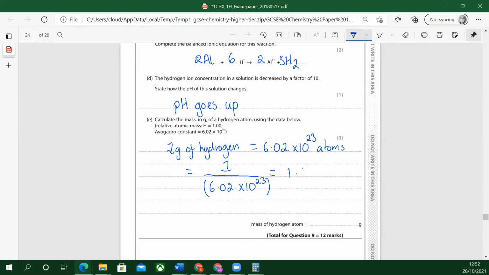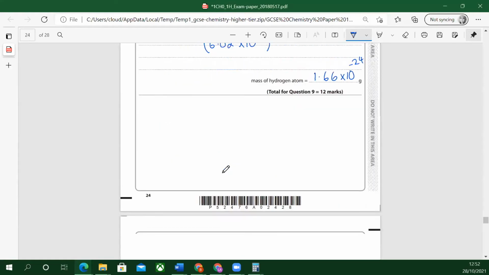It's 1.66 times 10 to the minus 24, and that's grams, because that was grams there. So 1.66 times 10 to the minus 24. Again, that's quite tricky to think about. It's not difficult to do, but you can think about that one. Let's go on to our last question then.